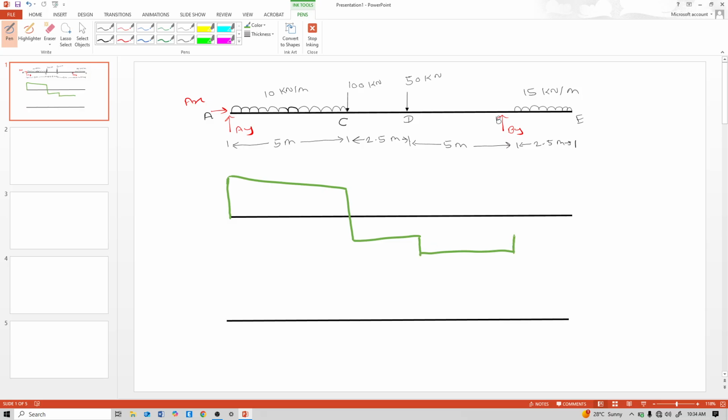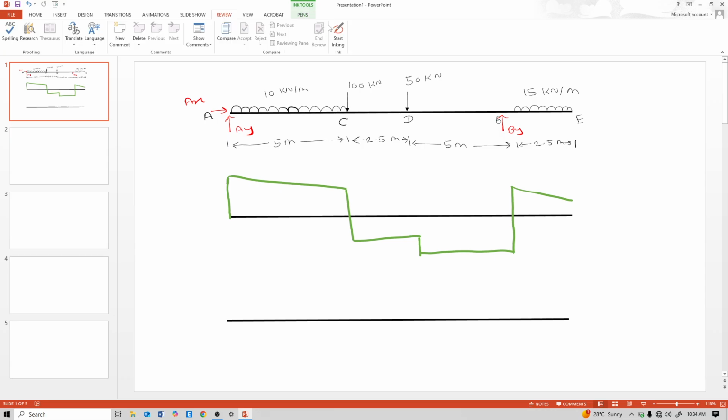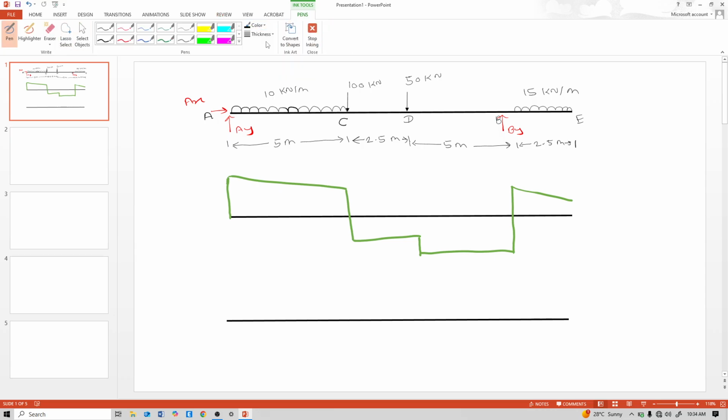So BY is upward. B to E there is also UDL, so this is like this. This UDL is like this. Positive, negative, positive. So this is the judgmental shear force diagram. We will calculate exact values and exact shape later. This is my judgment only.